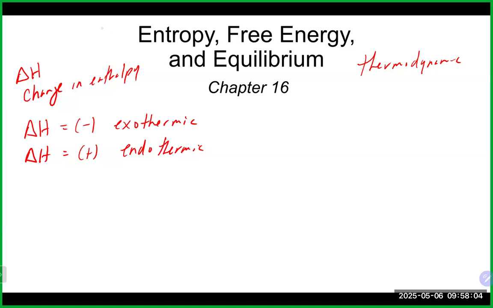We're going to talk about entropy, which is delta S. So some new letters, which is kind of nice. Free energy, which is delta G. And of course, we can't forget about our friend equilibrium, right? So we will tie that back in at the end of the chapter here.